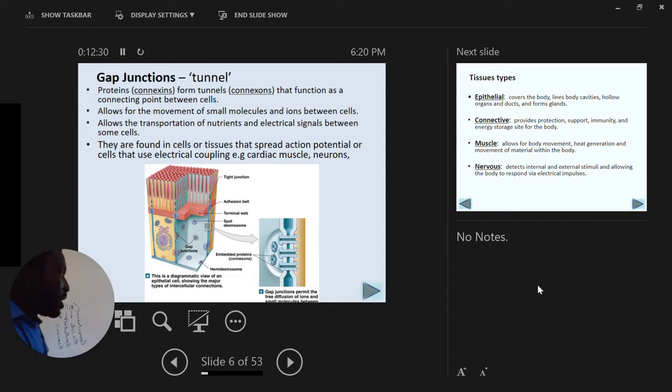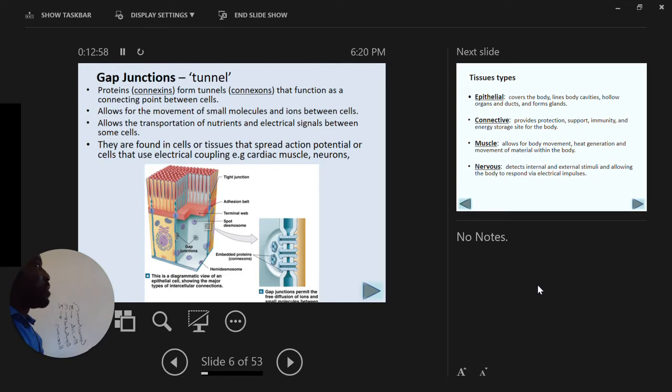Now, this is what you see here. That's a tunnel, like a bridge, or like a channel. All right. So that's gap junction. The cells are connected together, but there's a gap for molecules to pass through. Make sense? So connexin makes connexons. Now, they allow for movement of small molecules.